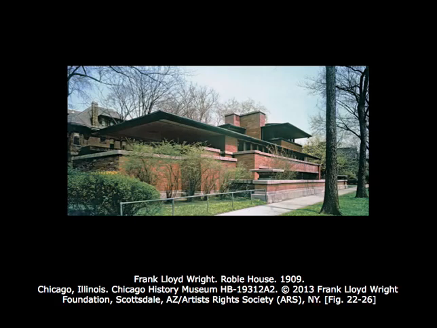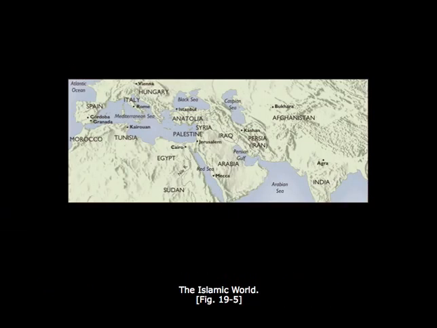So now we'll move towards the west, to the desert outside of Mecca, where the Prophet Muhammad, in 570 to 632 CE, received visions from God. Islam means submission to God's will, and those who follow Islam are called Muslims. And Islam spread rapidly during the 7th century.